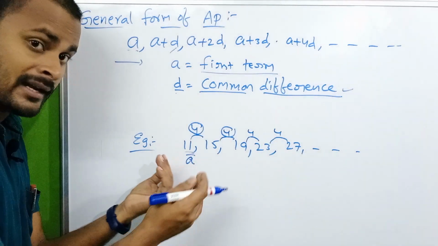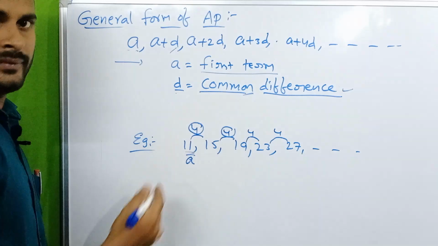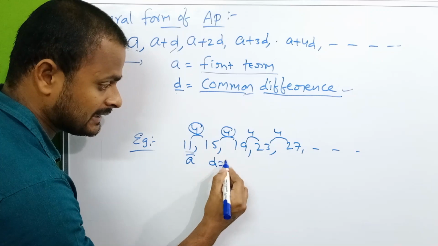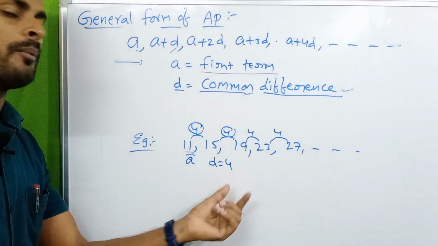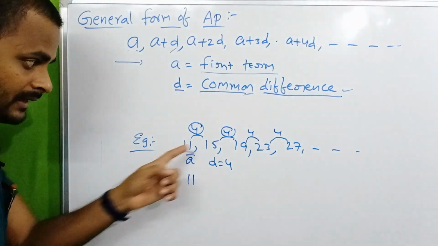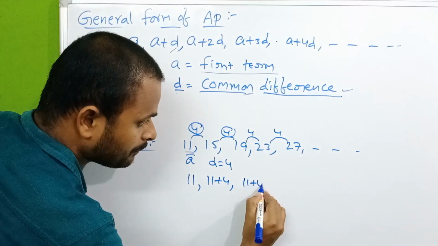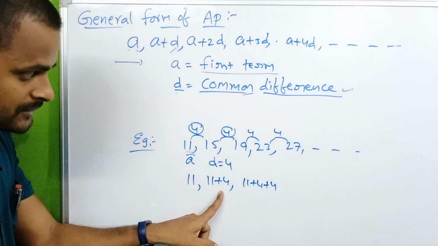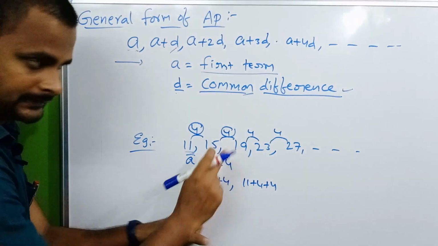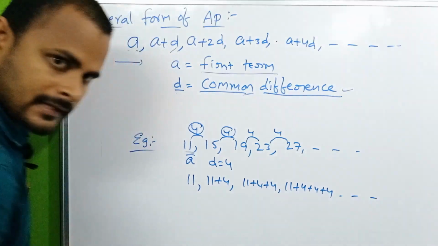Understand? So the difference between the consecutive terms is constant. That kind of difference is called common difference. So here d, how much is d? The difference is 4. That is why d is equal to 4. So this is the common difference. By this way, here the first term is 11. The second term is obtained by 11 plus 4. The third term is obtained by 11 plus 4 plus 4. That means 11 plus 4 is the second term. You have to add the common difference to that to get the third term. And the fourth term is obtained by 11 plus 4 plus 4 plus 4, like this way.